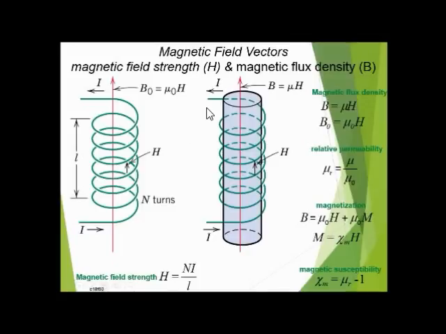Now for finding B, you need to find the value of the field strength H, and this field strength depends upon the length, the current flowing through the conductor, and the number of turns. So magnetic field strength is given as H equals N into I by L.